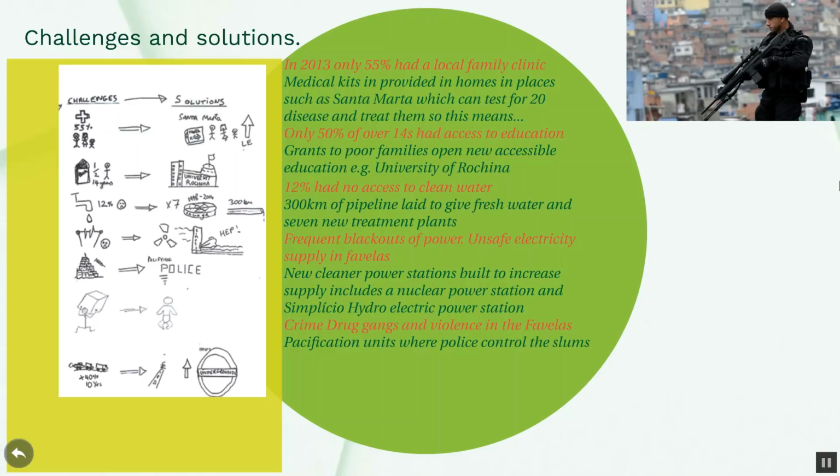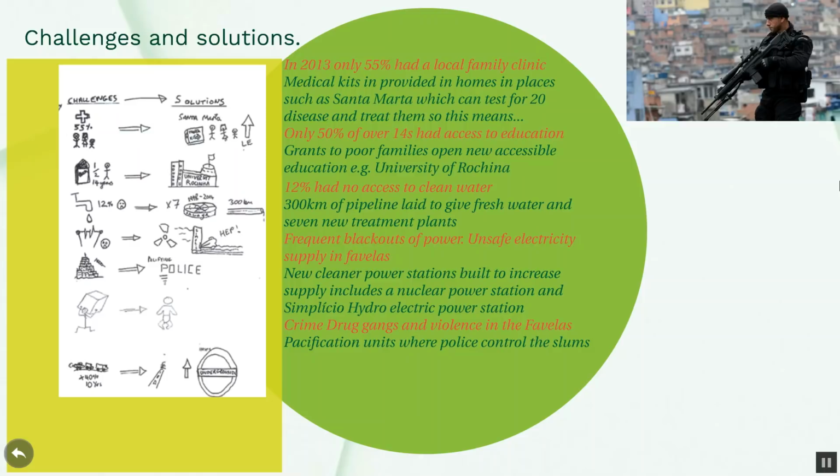New cleaner power stations are being built to increase supply. Remember that concept of supply and demand. Supply is what goes in to the system. Demand is what's being taken out. And that includes a new nuclear power station and new hydroelectric power station. The Simplicio hydroelectric power station was built to try and provide clean energy to the residents of Rio de Janeiro.